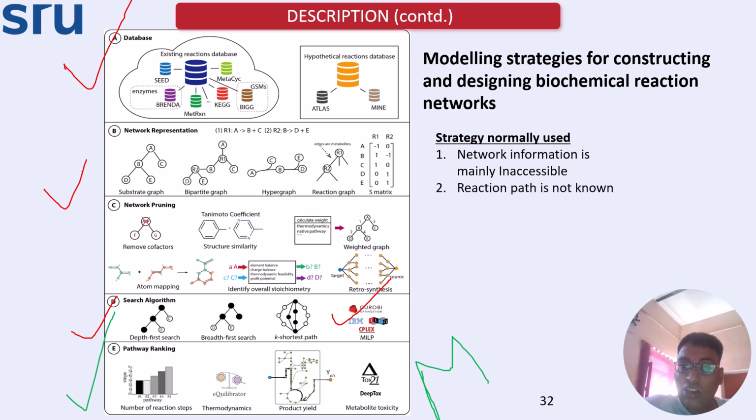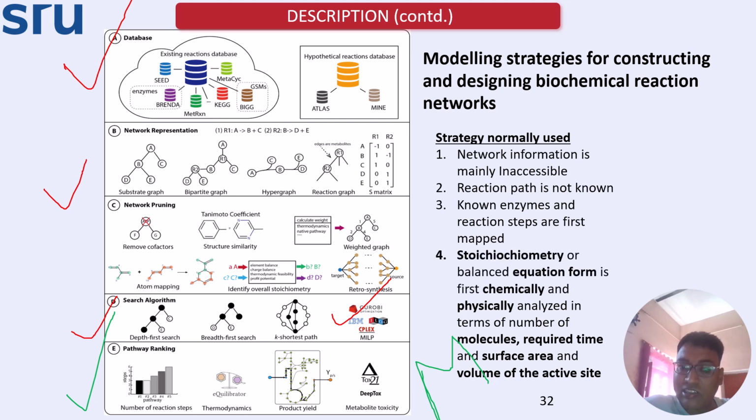Along with the strategies, network information is normally inaccessible. The reaction path is not known. So known enzymes and reaction steps are first mapped and then documented in balanced equation form, and first chemically and physically analyzed in terms of the number of molecules, required time, and surface area and volume of the active site. And all of these parts are considered.